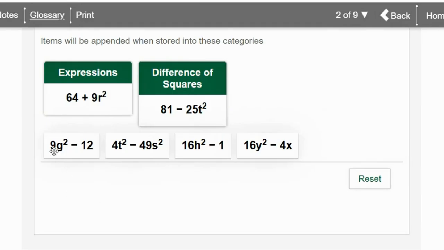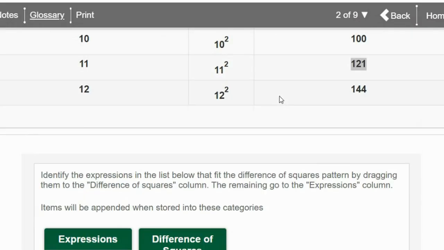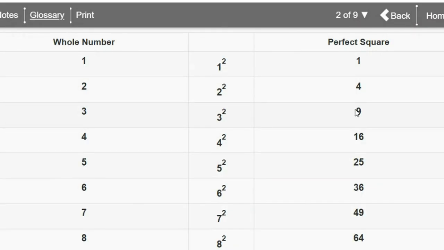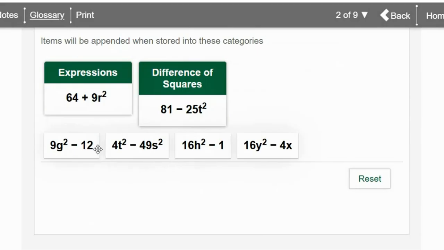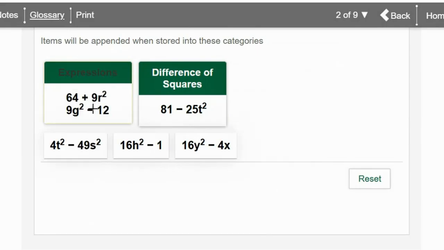How about this one? 9g squared minus 12. And you guys are more awake than my class yesterday that was after lunch. After lunch, Algebra 2, they thought the last one was a difference of squares, and they thought this one was a difference of squares. And I was down them both times. No, it's not. This is not a difference of squares because of 12. If we go up to our list again, 12 is in between 9 and 16. It's not a perfect square. So that one doesn't work because the 12 is not a square.